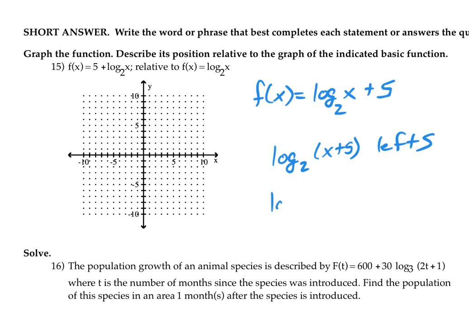But on this one, because there are no parentheses, the 5 is at the end, so this one would actually go up 5, okay? If there are no parentheses there, it means it's not attached or connected to the x. So it's a little bit tricky, and I think that's why they put the 5 in front. They want you to know that it's not connected to the x. I know this is the way that we're more used to seeing it, so that's why I rewrote it like that. But just know where that 5 should go.